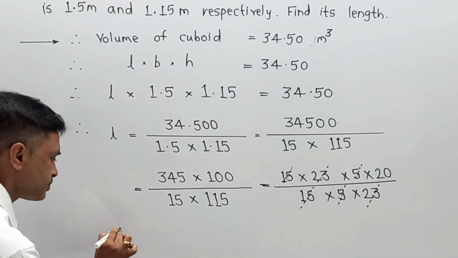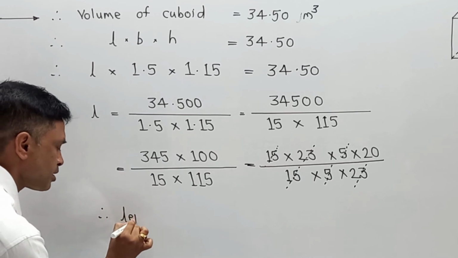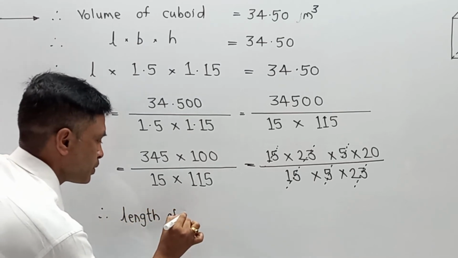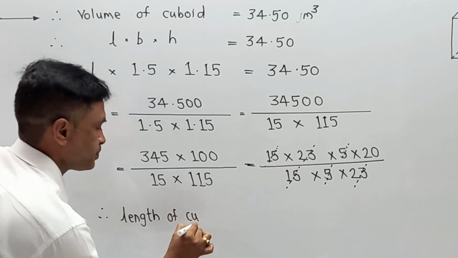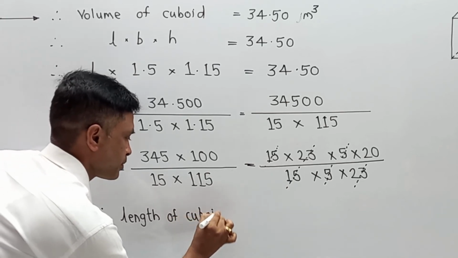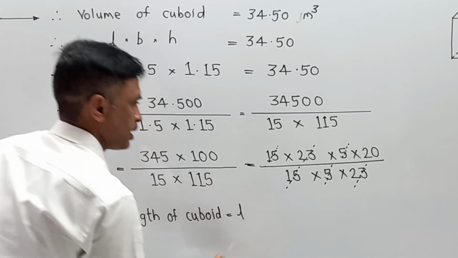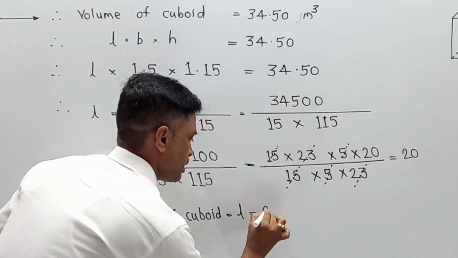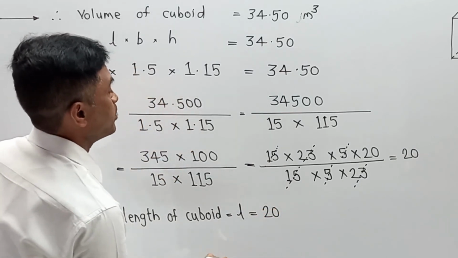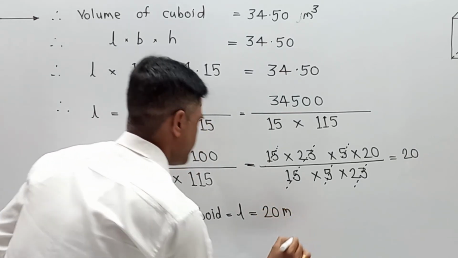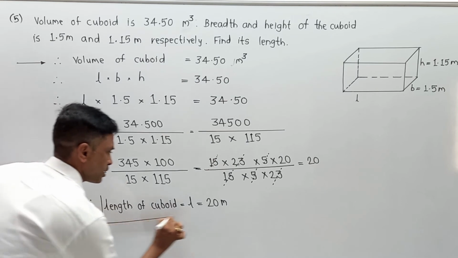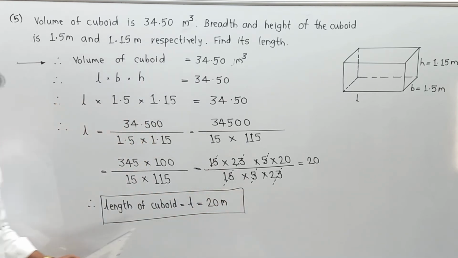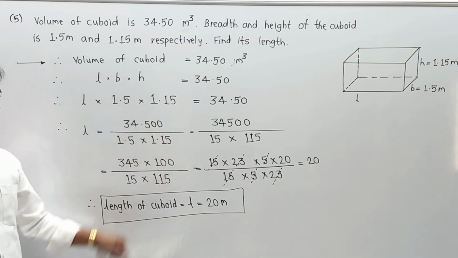Means length of cuboid, that is equal to L and that is equal to 20, and this unit is meter. So I am writing it as a meter, and in this way we are able to calculate the length of this cuboid, and length is 20 meter, and in this way you can solve this numerical.